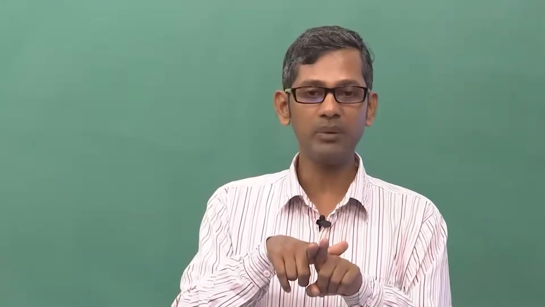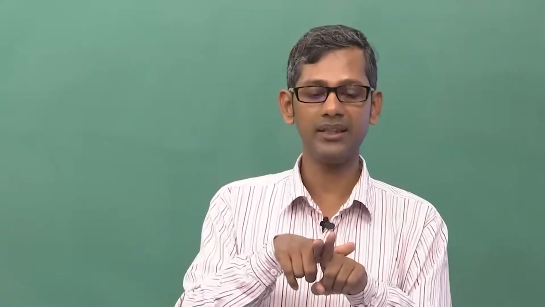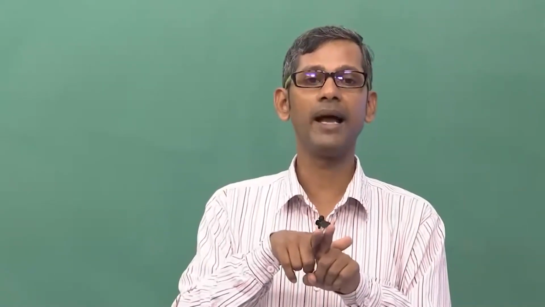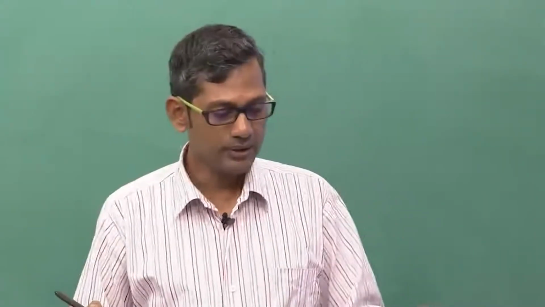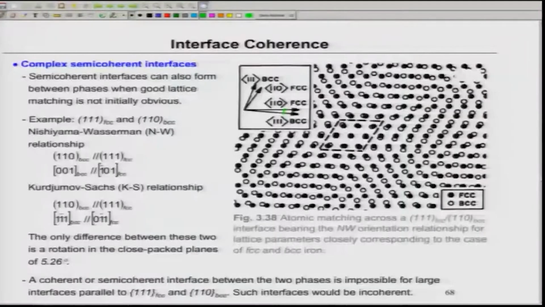So, the only possibility to create a semi-coherent interface here is to have a little bit of angular distortion between the directions in the FCC and the BCC crystals. They are not exactly parallel; specifically, they are parallel in one direction, but in the other direction there is an angular relationship. Because of that, you see here that in some regions the atomic planes are not matched. Here you see they are not matched.